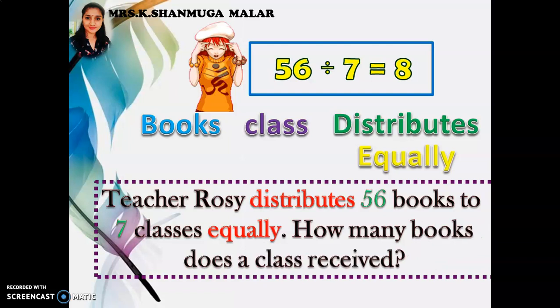Teacher Rosie distributes 56 books to 7 classes equally. How many books does a class receive? So here teacher Rosie has 56 books. She is distributing all the books to her 7 classes equally. Equally means all the classes will get the same amount of books. Do you understand, students? First, we must use the total number and the number of classes that she distributes to.